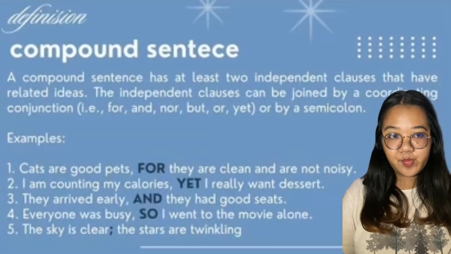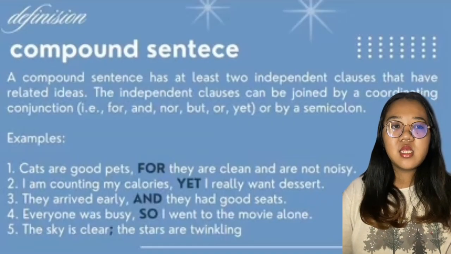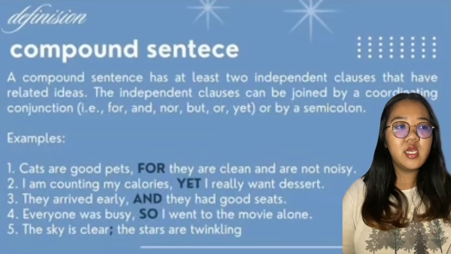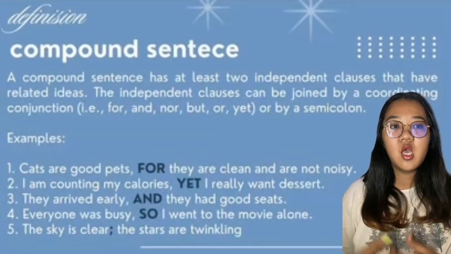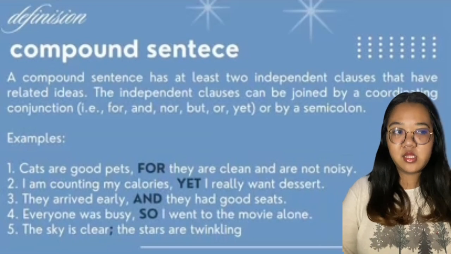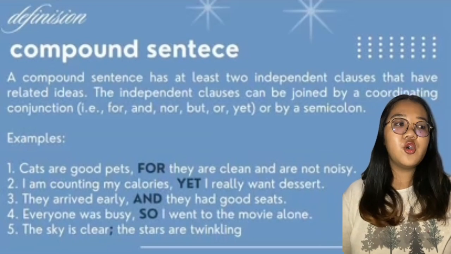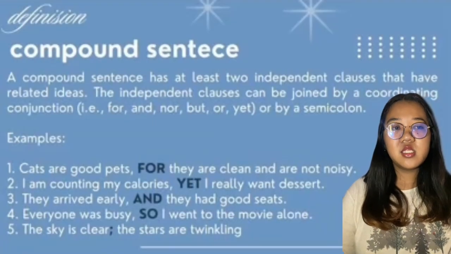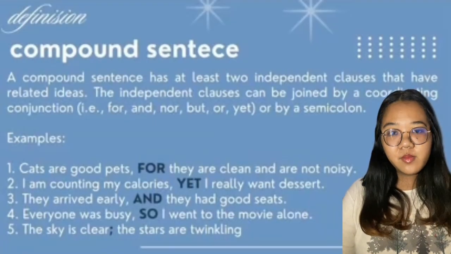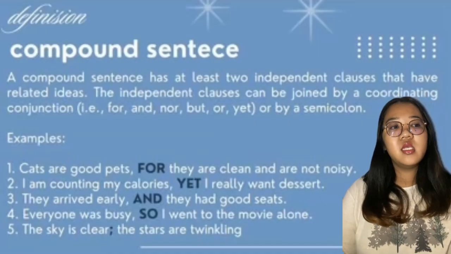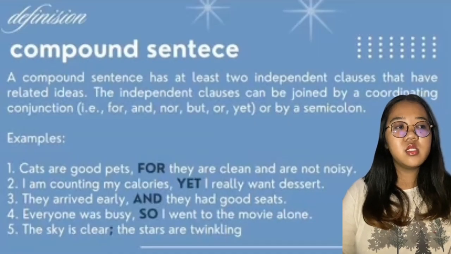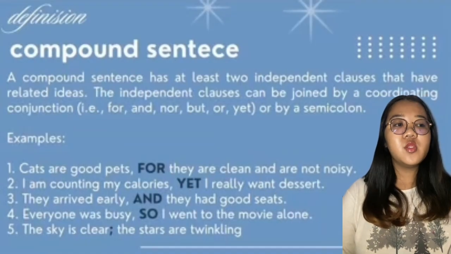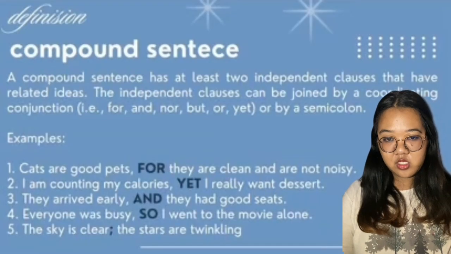In the first example, cats are good pets for they are clean and are not noisy. Both parts are complete sentences and they are connected by for. Okay, next, second example. I am counting my calories, yet I really want dessert. Yet shows contrast between the two ideas.